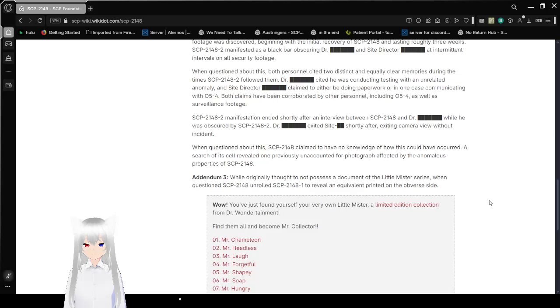When questioned about this, both personnel cited two distinct and equally clear memories during the eight times SCP-2148-2 followed them. Dr. Redacted said he was conducting testing with an unrelated anomaly, and Site Director Redacted claimed to either be doing paperwork or, in one case, communicating with O5-4. Both claims have been corroborated by other personnel, including O5-4, as well as surveillance footage.